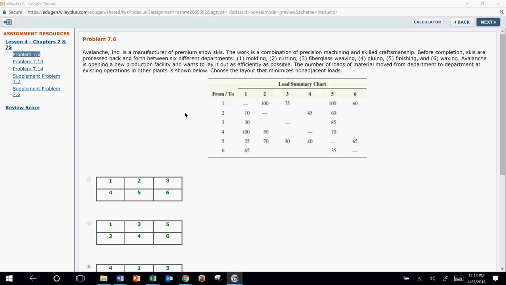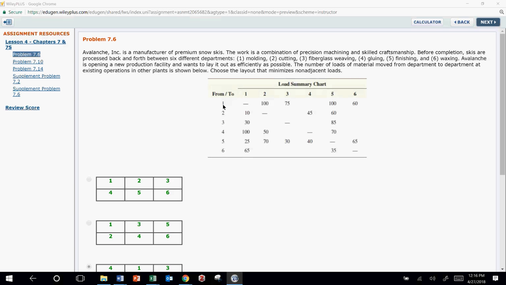If we were to look at this, I'll show you how this can be done in Excel. There is an Excel spreadsheet available in Wiley Plus for this, but you can also do this by hand. So if we look at this one, for example, going down and going across, we see that 1 and 2 have to share 100 pieces. From 1 to 2 is 100. From 1 to 3 is 75. From 1 to 5 is 100. And from 1 to 6 is 60. So molding sends to cutting, fiberglass weaving, finishing, and waxing.